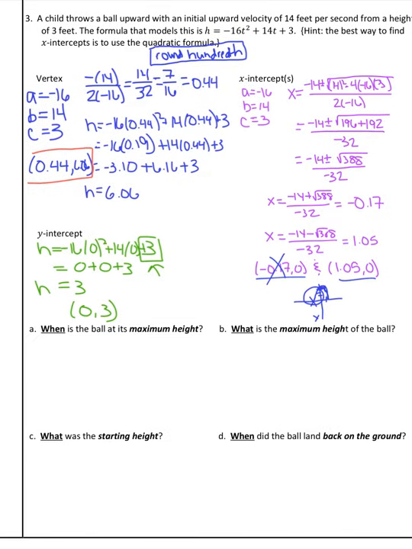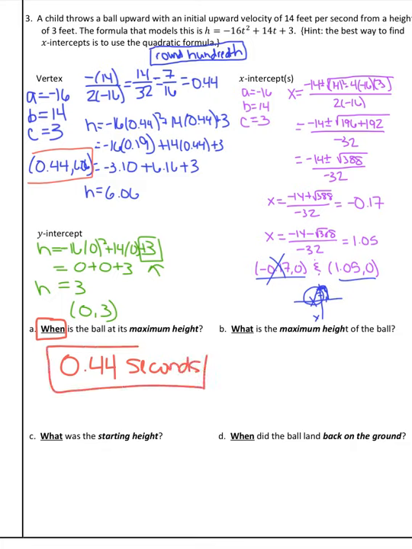When is the ball at its maximum height? Right, looking for maximum height. That means we're looking for the vertex. The vertex was 0.44. We're looking for the when of the vertex. That means at 0.44 seconds, the ball was at its maximum height. Maximum height, you should be automatically thinking vertex every time, right? Max and min of a parabola, quadratic.